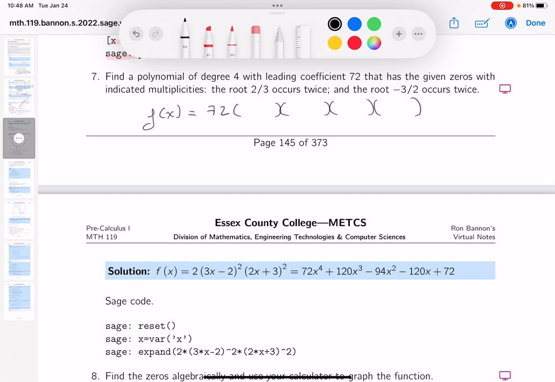And why do I know that? For it to be a polynomial of degree 4, there's going to be 4 roots. It says it has the given 0 with indicated multiplicity. It says there's a root of 2/3.